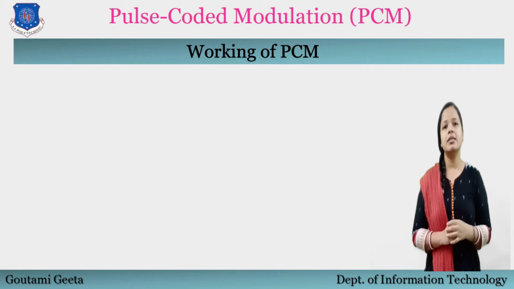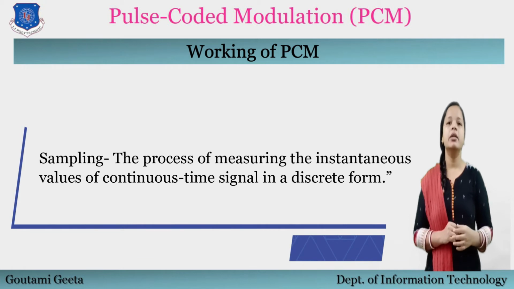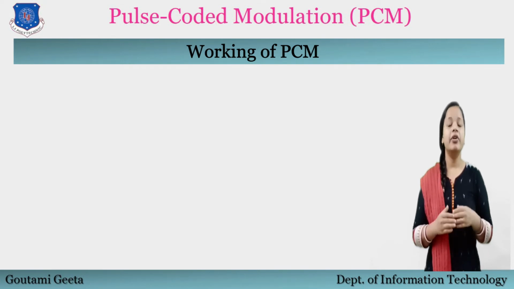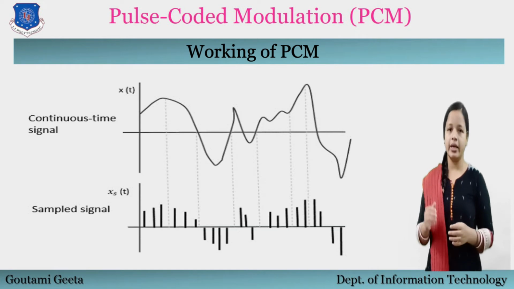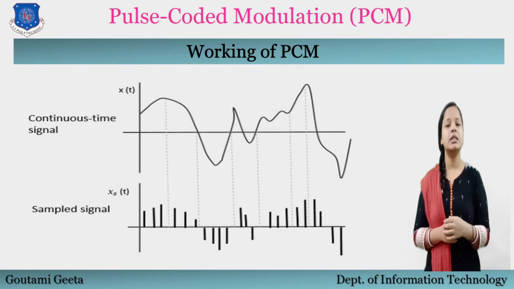Sampling. It is defined as the process of measuring the instantaneous values of a continuous time signal in a discrete form. When a source generates an analog signal, and if that has to be digitized into ones or zeros, that is high or low, the signal has to be discretized in time. This discretization of an analog signal is called sampling. As you can see here in the diagram, a sample is a piece of data taken from the whole data which is continuous in the time domain. The number of pulses per second is called the sampling rate.